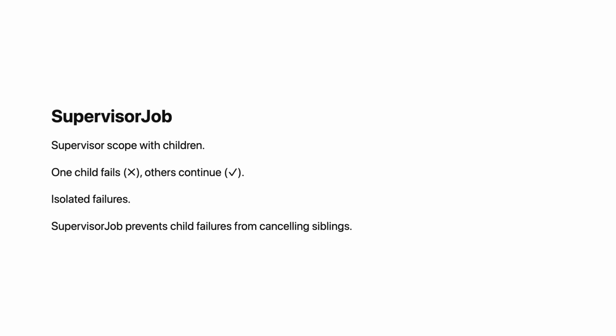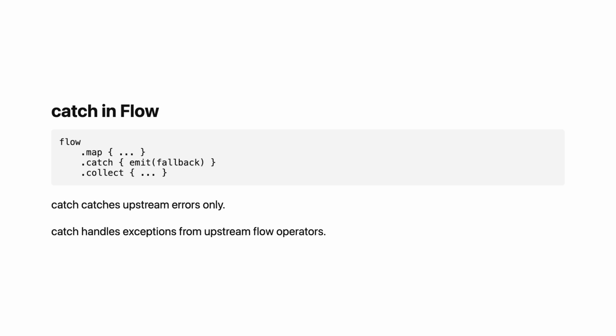With SupervisorJob, each child fails independently. One child throws, others continue. supervisorScope creates a scope with this behavior. Children are isolated. Use supervision when children are independent, such as processing items in parallel where one failure should not stop others.